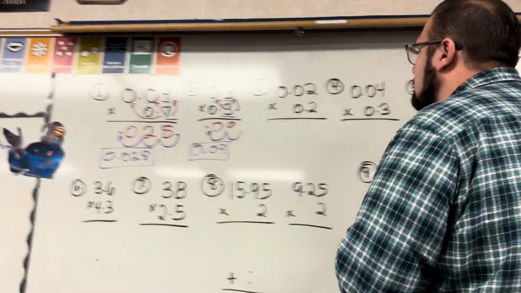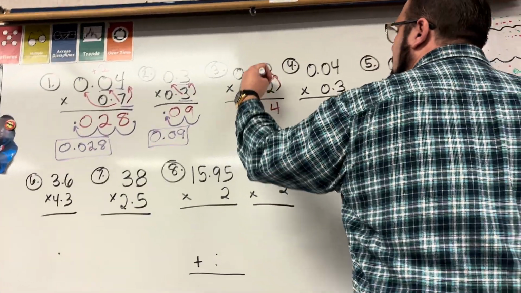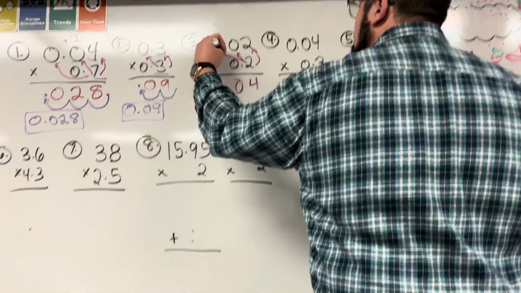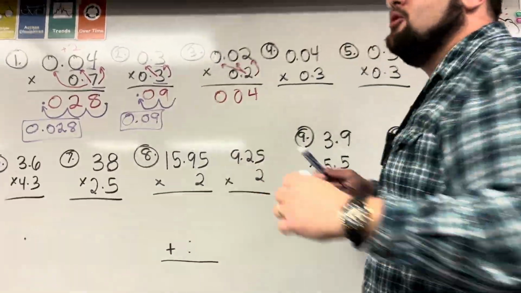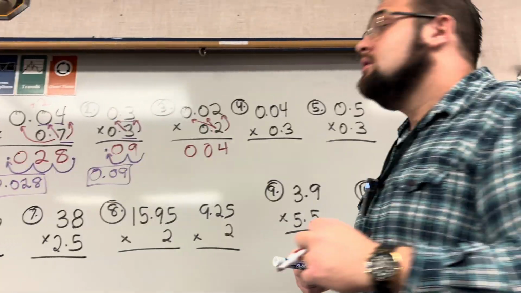Number 3. We got to do 2 times 2, which is 4. 2 times 0 is 0, and 2 times 0 is 0. Remember, we multiply right to left. Okay? Please don't talk right now.